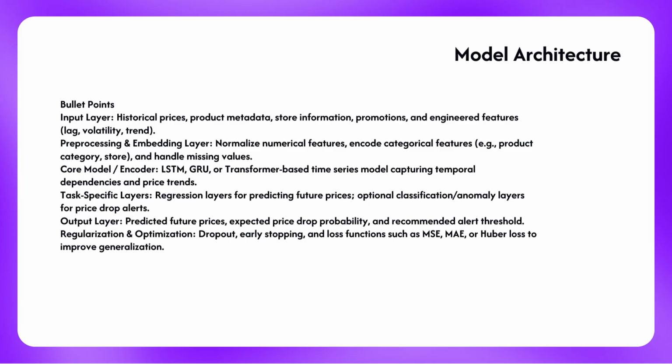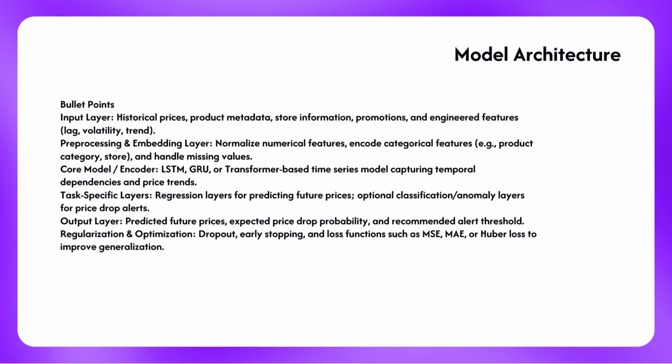Let's go through the model architecture for the CamelCamelCamel price prediction system. 1. Input layer. The input layer collects all features engineered in the previous step. This includes historical prices with timestamps, product metadata, category, brand, SKU, store information, ongoing promotions, seasonal events, and derived features such as price volatility, rolling averages, and lag features. This comprehensive input ensures the model has enough context to learn patterns in pricing behavior.